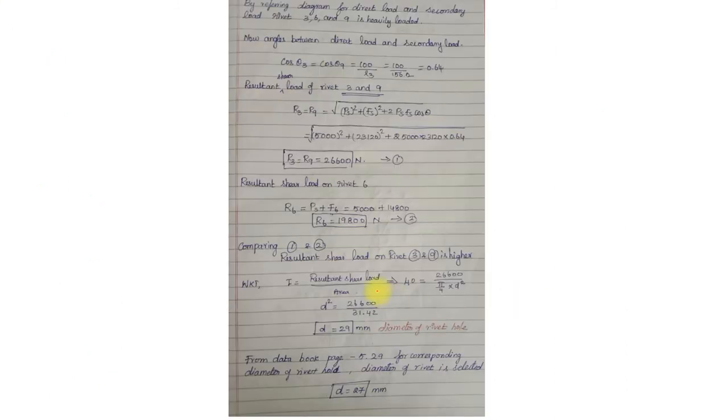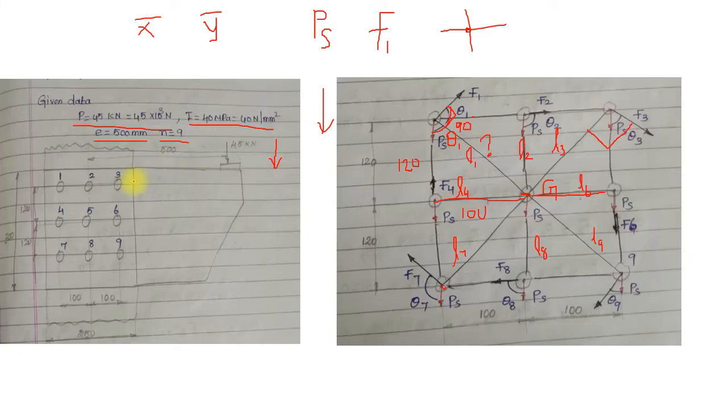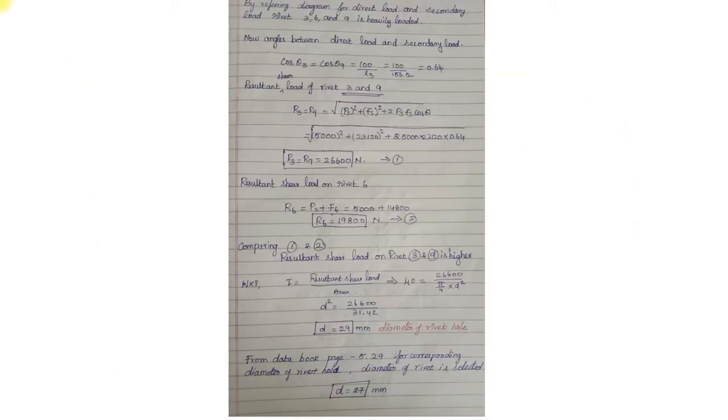Okay. So, by referring to the diagram for the direct load and secondary load, rivet number 3, 6 and 9 is heavily loaded. Let me go back to the diagram. You can see here rivet number 3, rivet number 6 and rivet number 9 are very close to the load which is applied, hence these 3 rivets will be loaded very heavily.